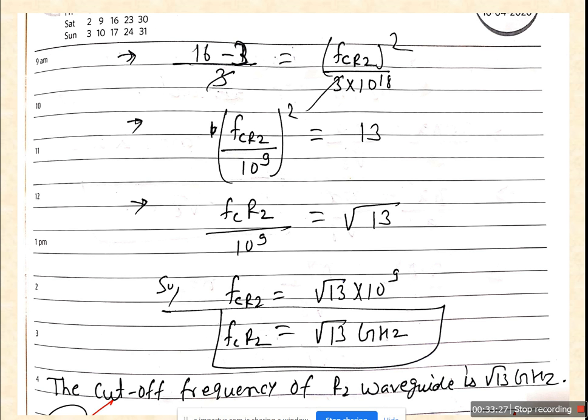So you can keep in mind only one formula. You can simply convert it into another, so do not go for another formula. One formula is enough here. By simply applying this process, you can cope with this type of question. The cutoff frequency of R2 waveguide is under root 13 GHz.